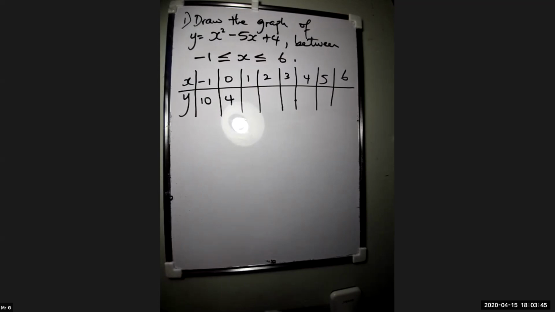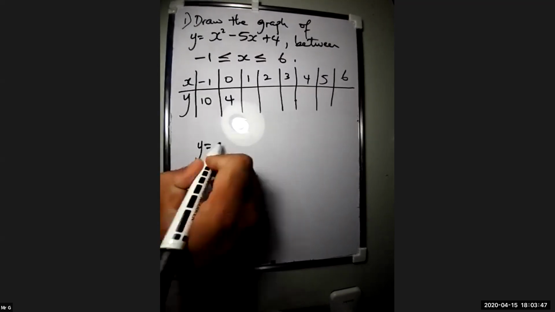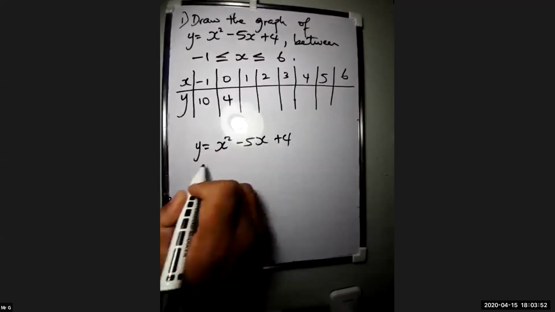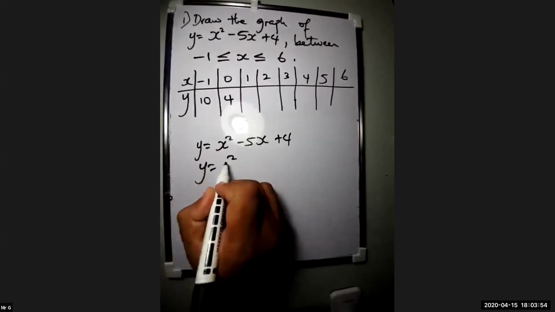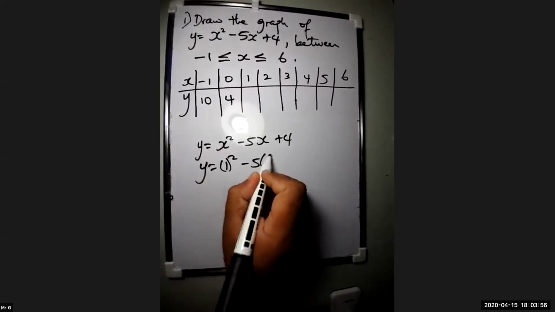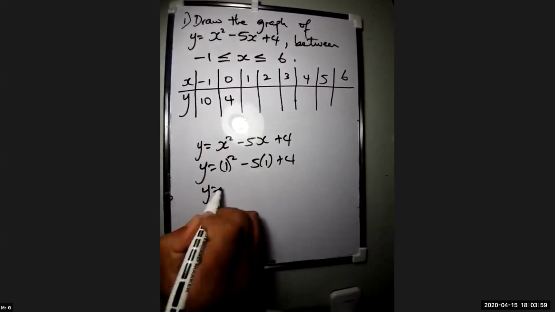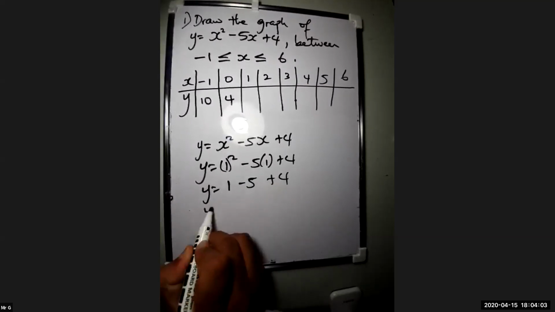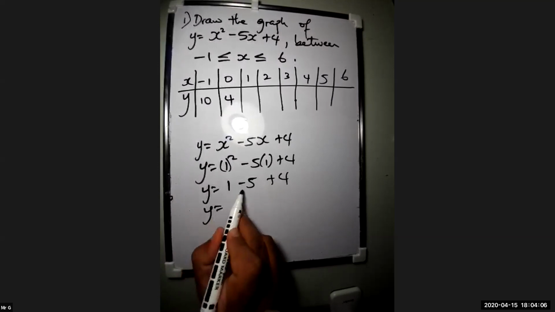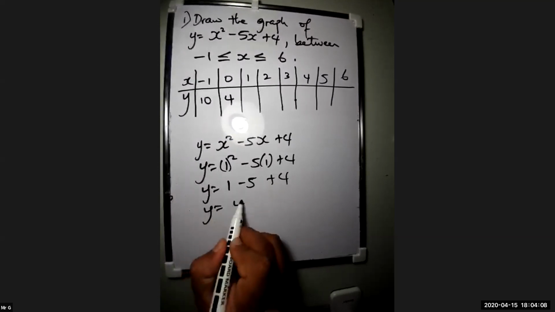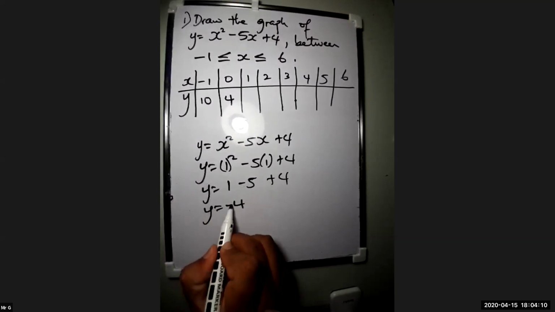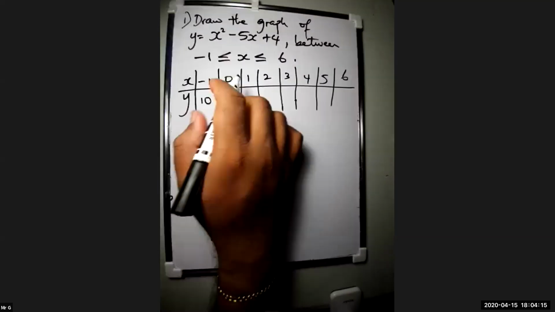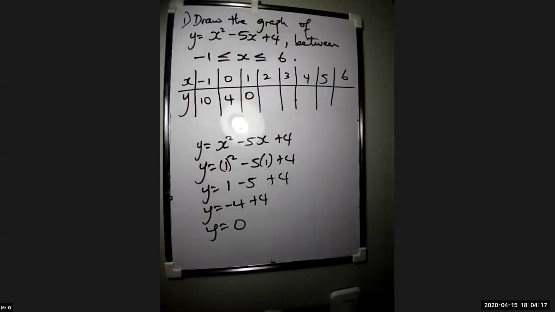How did you get 8? Let's see. y is equal to x squared minus 5x plus 4. So y is equal to 1 squared minus 5 into 1 plus 4. So 1 minus 5 plus 4. When the signs are different, you find the difference. So the difference between 1 and 5 is 4, and you keep the sign of the greater number. So -4 plus 4, y is equal to 0. Right? So you're telling me the corrections.